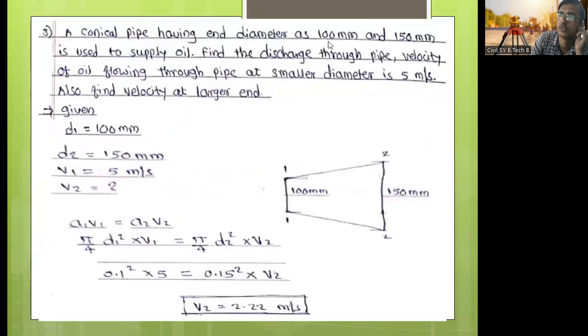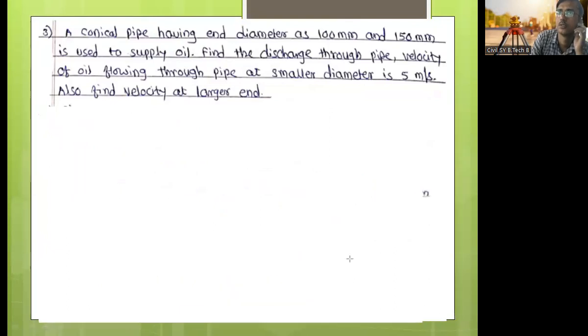Let us solve the next one. Now the complexity is somewhat increasing here. Write down: a conical pipe having end diameters as 100 mm and 150 mm. Conical pipe means tapered pipe. We can call this a conical pipe. Instead of this, some authors may also use the word tapered.